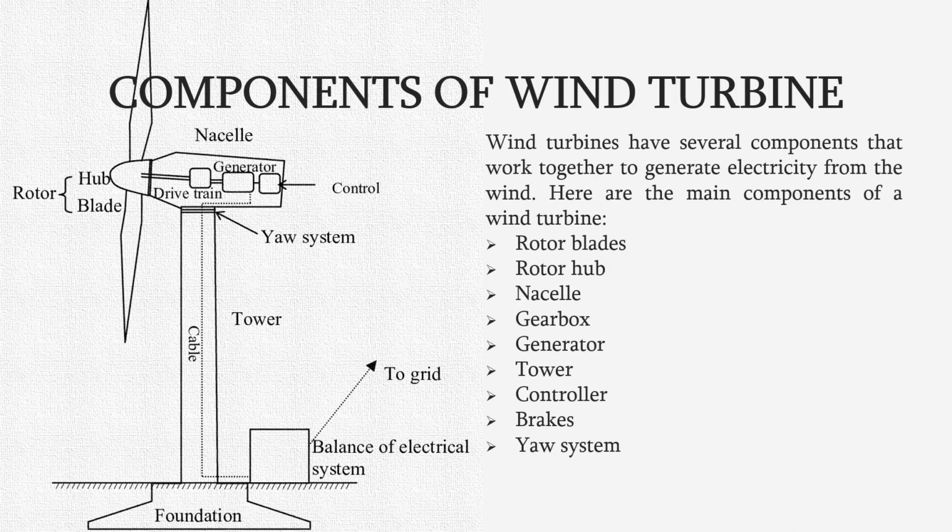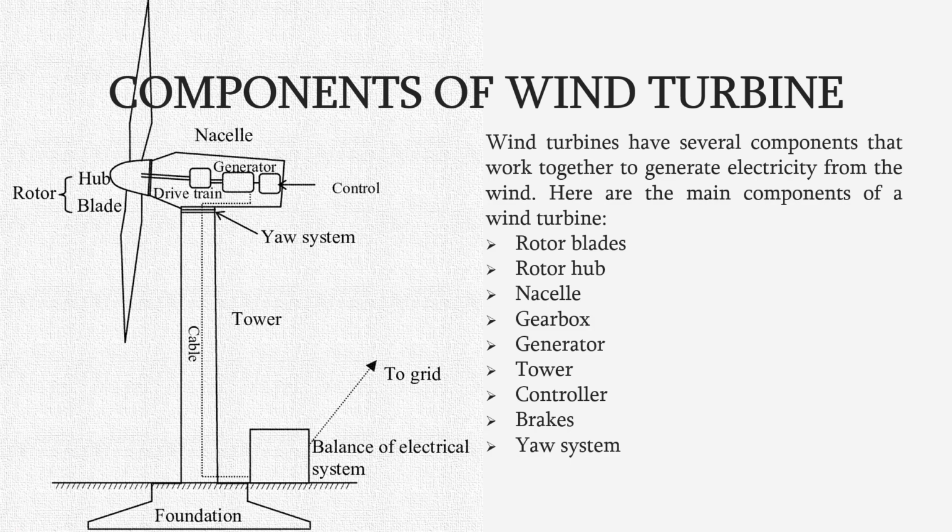Components of a wind turbine. Wind turbines have several components that work together to generate electricity from the wind. Here are the main components of a wind turbine. First one is the rotor blades. The blades of a wind turbine are typically made of lightweight and durable materials such as fiberglass or carbon fiber. They are designed to capture the kinetic energy of the wind and turn it into rotational energy.